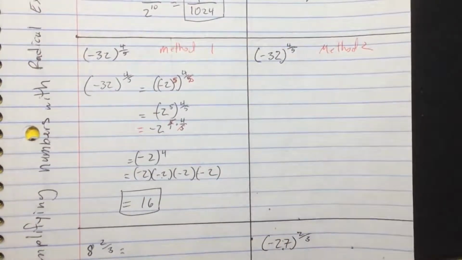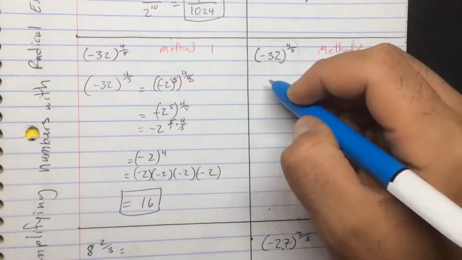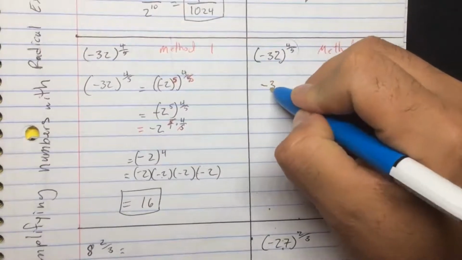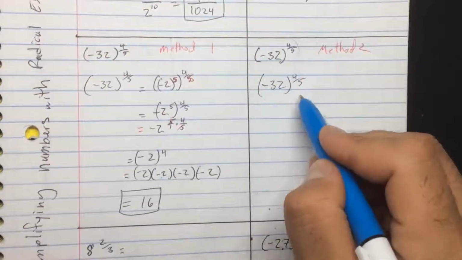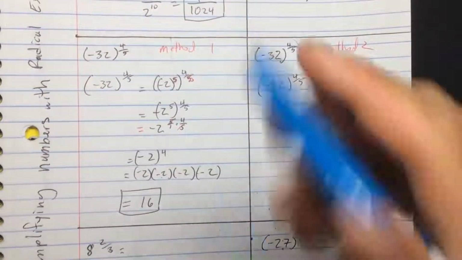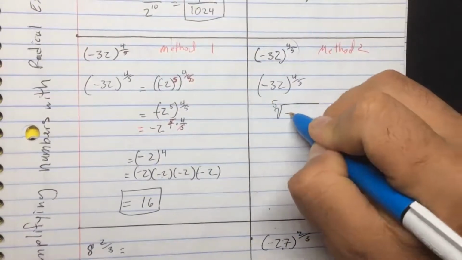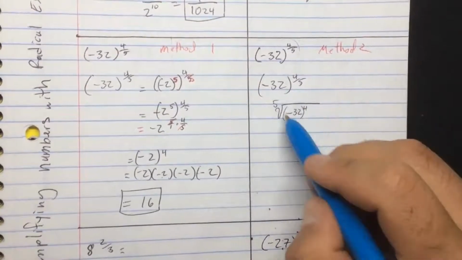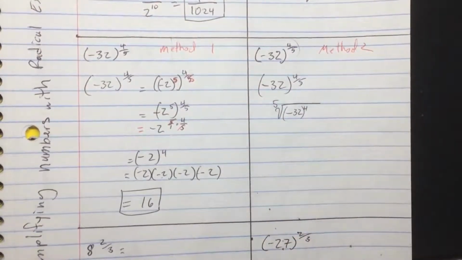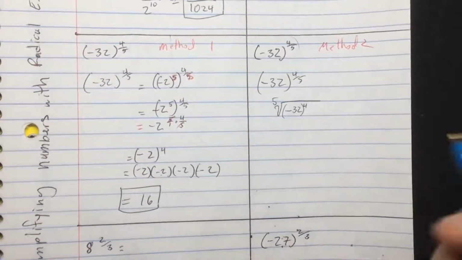Alright, method 2 is slightly different, but ends up being slightly the same. We have our function here, which I'll just go ahead and rewrite again. So we have negative 32 to the 4/5. We're going to go ahead and convert this into our radical form. So this ends up being the 5th root of negative 32 to the 4th power. We're going to put the parentheses to include our negative 32. But then we're going to switch it like we did the last one.